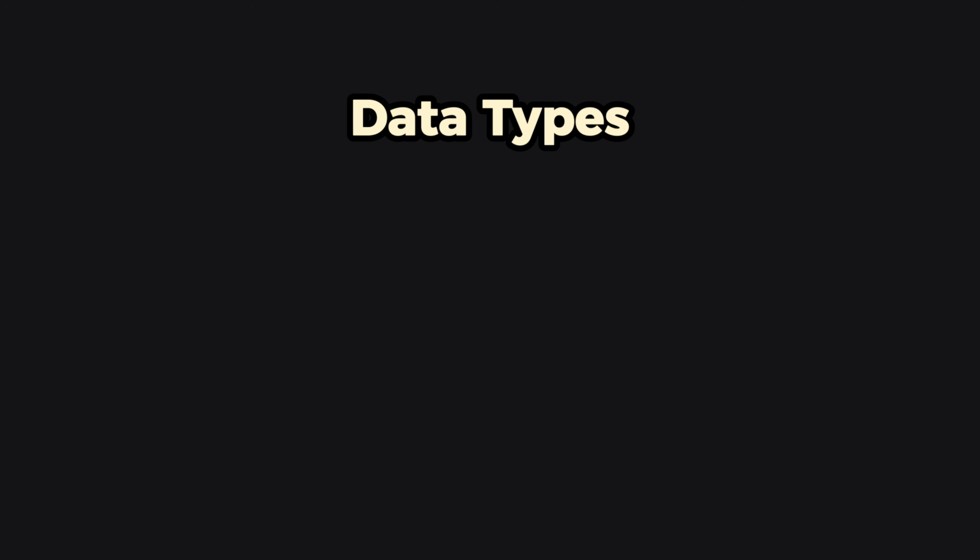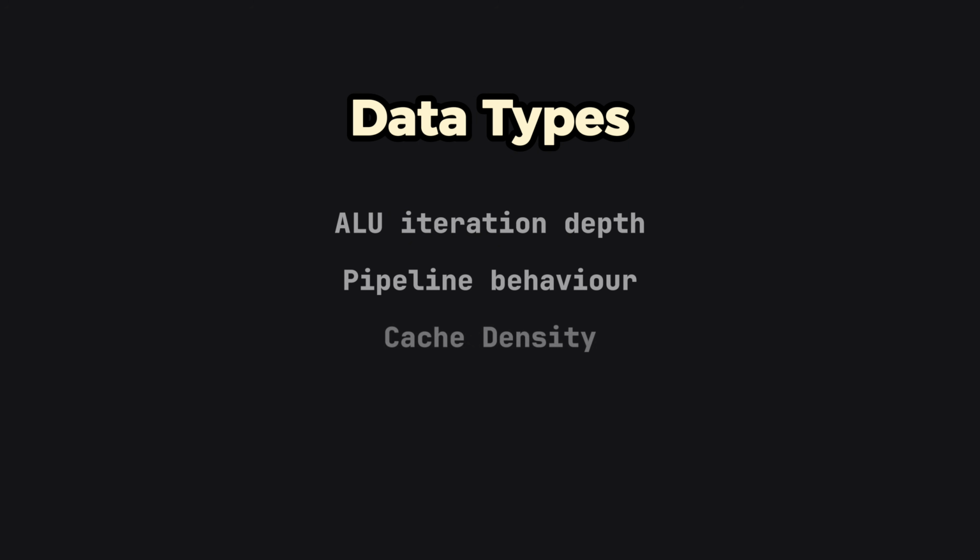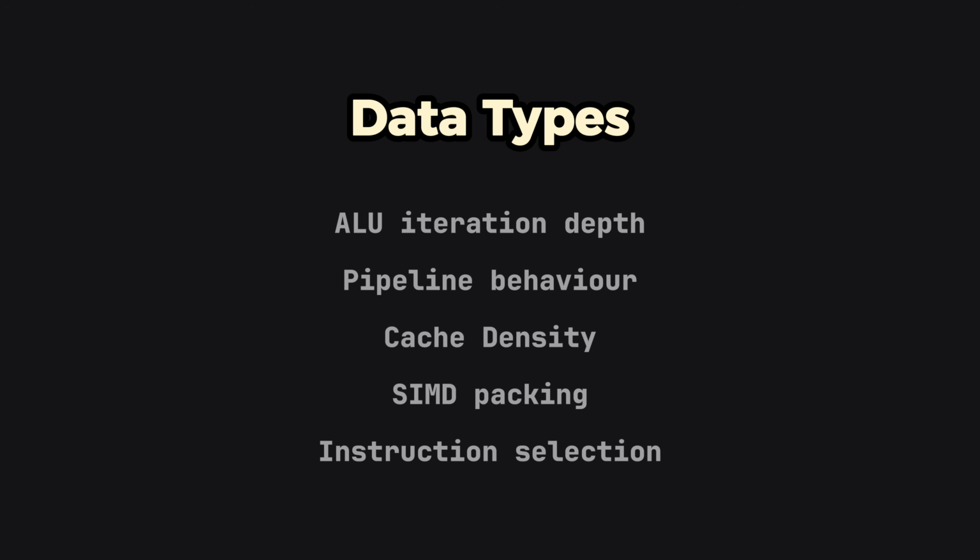Variable types are not just syntax containers. Every time we choose a data type, we influence ALU iteration depth, pipeline behavior, cache density, SIMD packing, instruction selection. That's the level at which performance really lives. Not in frameworks, not in languages, but in physics.